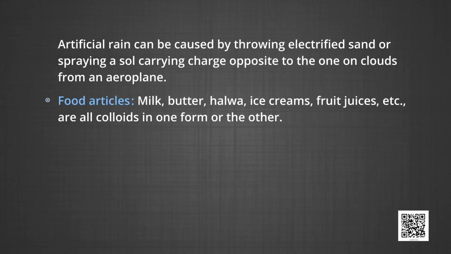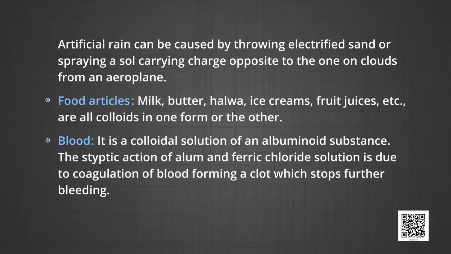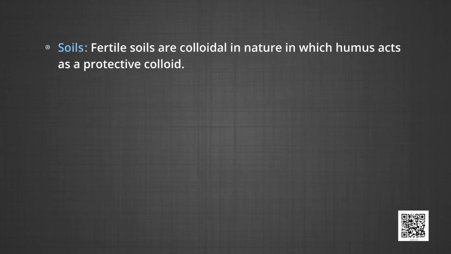Number 3, food articles. Milk, butter, halwa, ice creams, fruit juices, etc. are all colloids in one form or the other. Number 4, blood. It is a colloidal solution of an albuminoid substance. The styptic action of alum and ferric chloride solution is due to the coagulation of blood forming a clot which stops further bleeding. Number 5, soils.